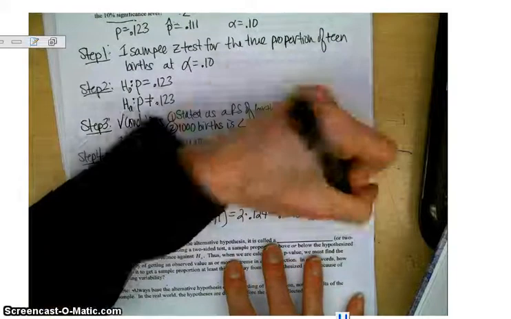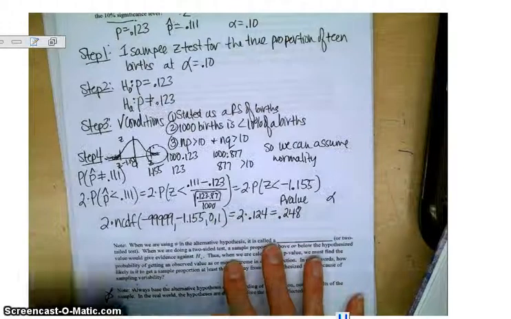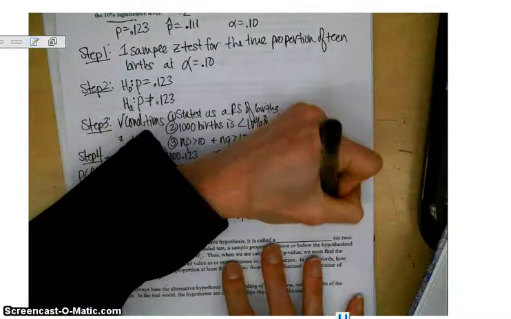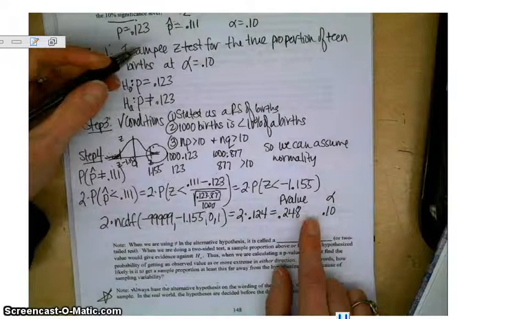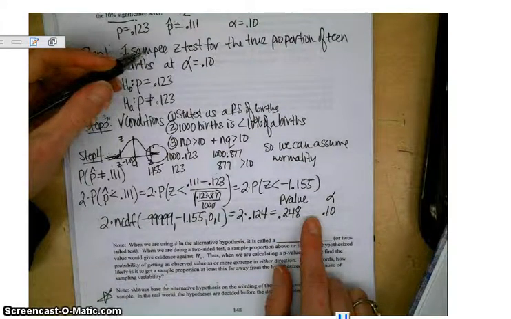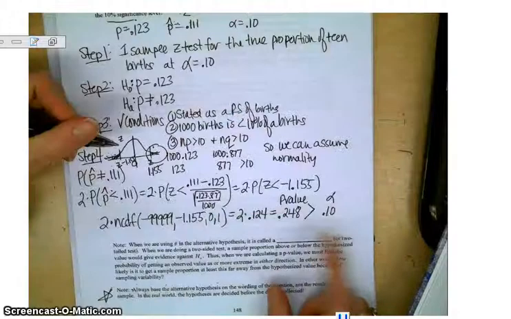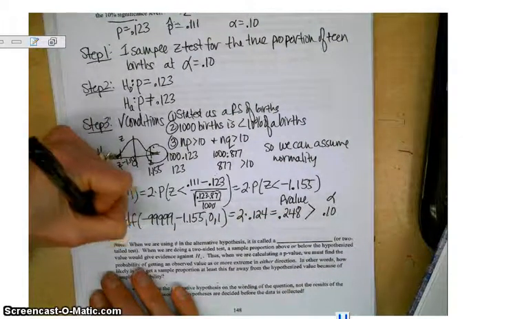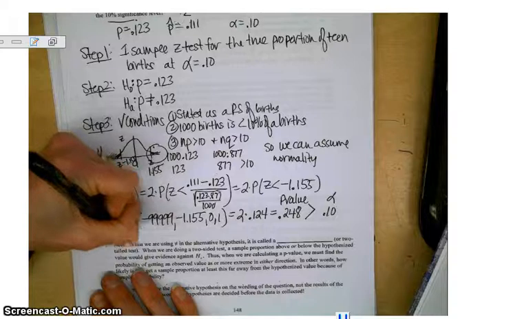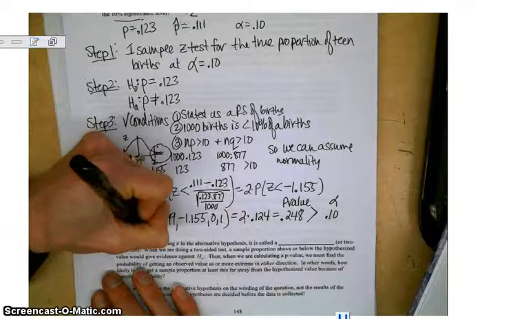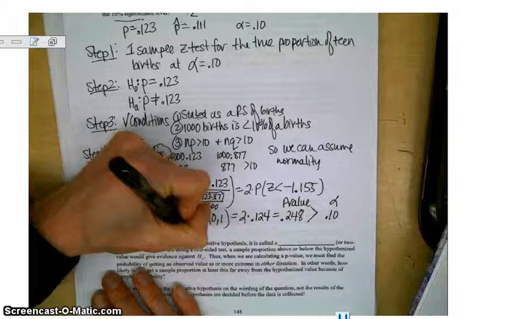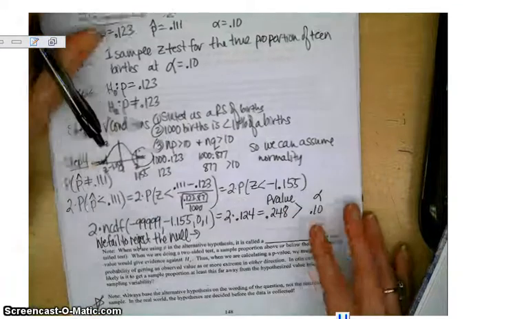You compare that to your alpha level. What was our alpha level? 0.10, and we put an appropriate symbol in there, greater than or less than. It's greater than. So what do we do? We fail to reject the null. What does that mean in the context of this question?